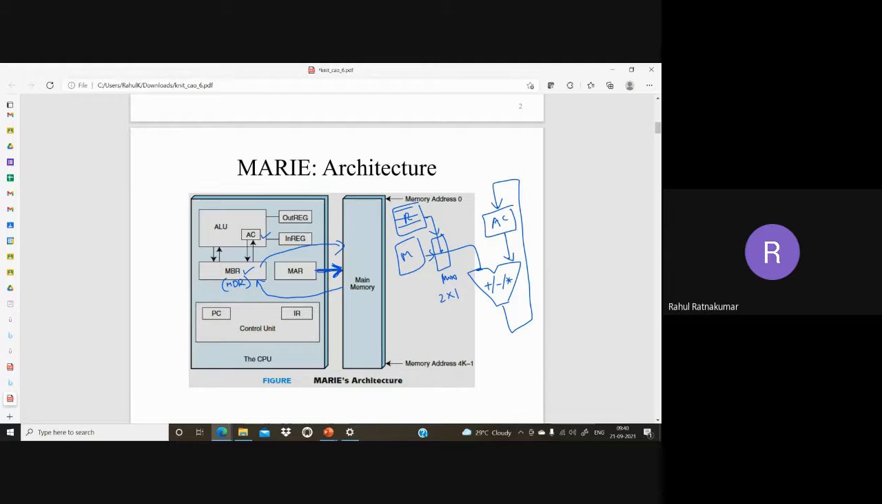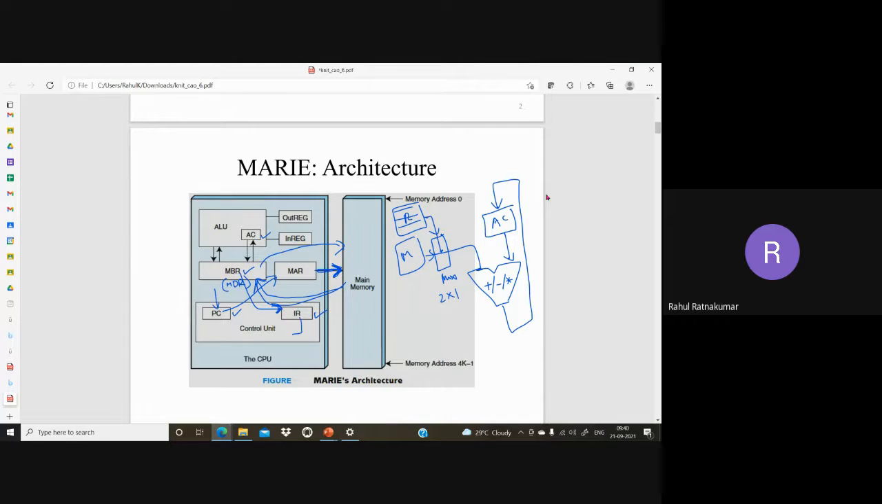Now the other special purpose registers are the PC, program counter, which always points to the next instruction to be executed, and the IR, instruction register, which holds the presently executed instruction. So the PC points to the next instruction. The PC data is going to the MAR. Then this instruction is coming to the MDR, and this is going to the IR. So the instruction which is executed is stored in the IR.